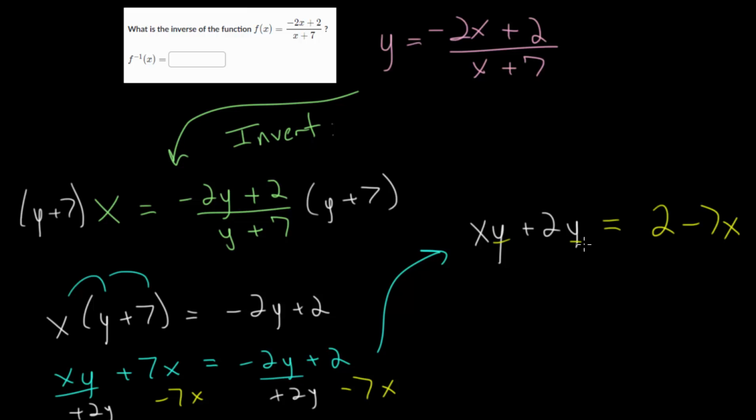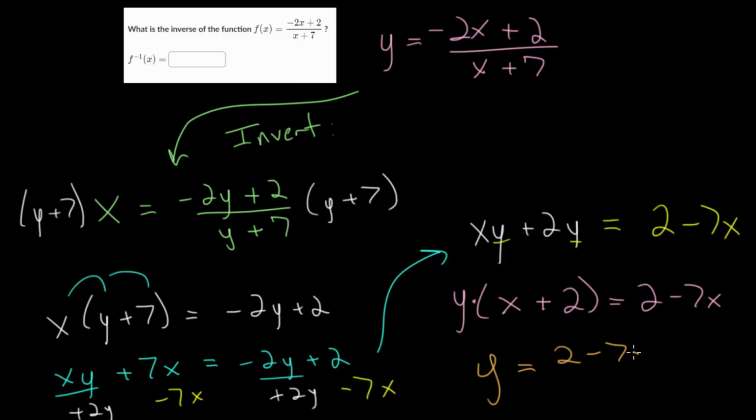And notice we have y on the same side, but we can't combine them with addition since we don't know what x is. So let's factor y out. And we'd be left with an x here and a plus 2 here. And we still have 2 minus 7x on the other side. And our last step to get y by itself, let's just divide everything by x plus 2. So y is 2 minus 7x over x plus 2, and this should be our inverse function, f inverse of x.